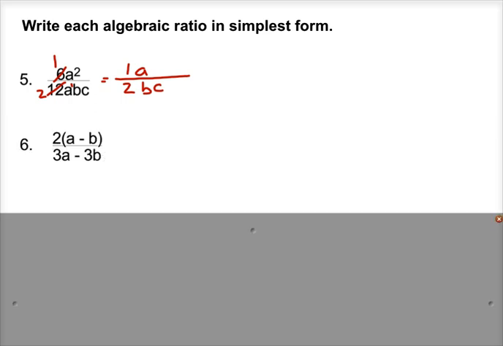Number 6. I noticed that there's a parenthesis group in the top, and you might be inclined to distribute it, but don't distribute. You actually want to leave it factored. If I look at the bottom, I can factor the denominator. They both have a 3 in common. If I factor a 3 out of the denominator, I'm left with an a minus b. Looking at reducing, I can reduce the a minus b's, and I'm left with 2 in the numerator and 3 in the denominator.